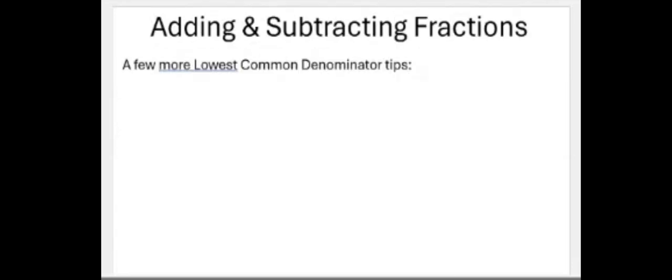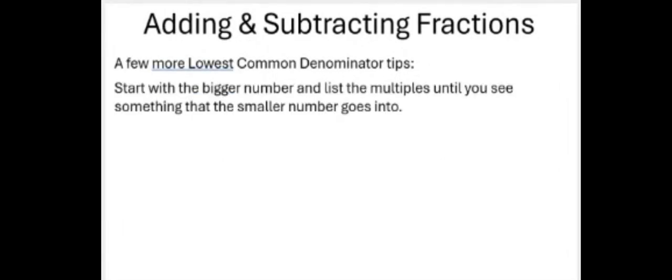Okay, let's carry on. A few more lowest common denominator tips. When you're listing the multiples, start with the bigger number until you see something that the smaller number goes into. Often you don't need to list all the multiples of both numbers. Just list the multiples of the bigger number until you spot something. Oh, there's something that 3 goes into, or oh, there's something that 5 goes into. And that often can save you a bit of time.